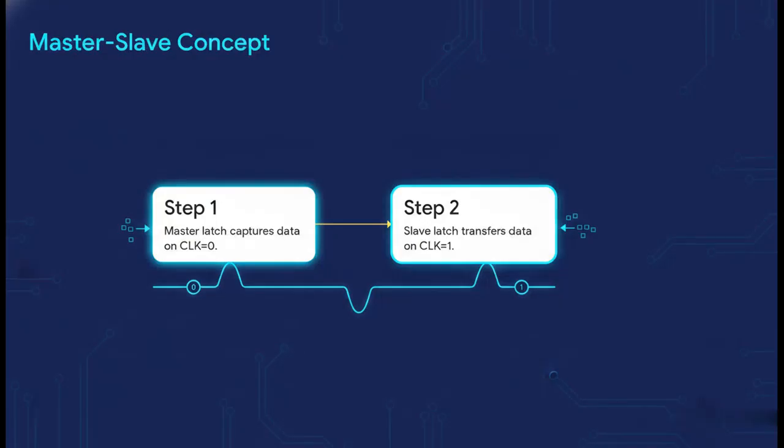So how does it actually pull this off? It's pure engineering elegance, honestly. You just wire two latches in series to build a master-slave architecture. Step 1. The master latch captures the data while the clock is low. Step 2. The clock transitions high, the master locks, and the slave latch transfers that captured data to the output. This guarantees that data is strictly captured on one clock edge and transferred on the next. No transparency, no race conditions, problem solved.